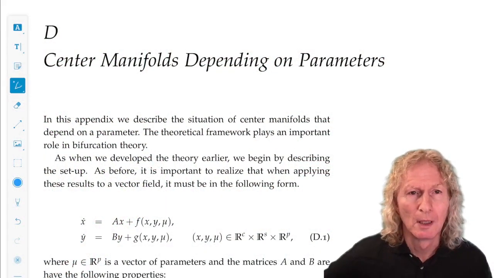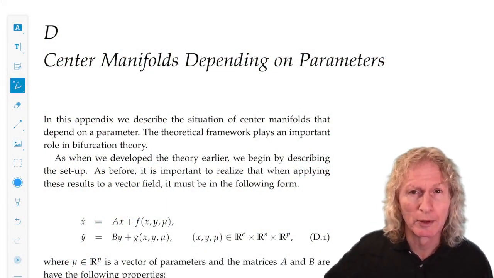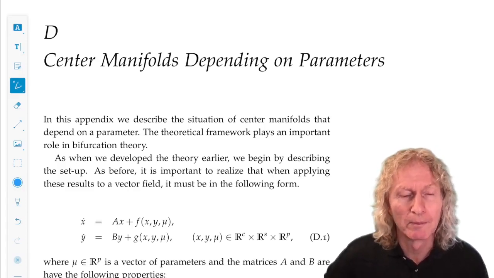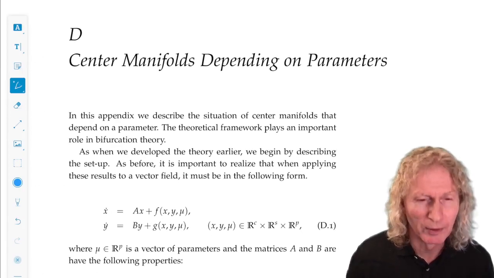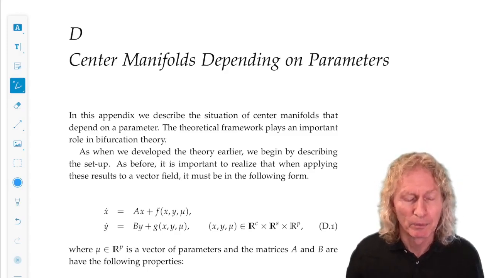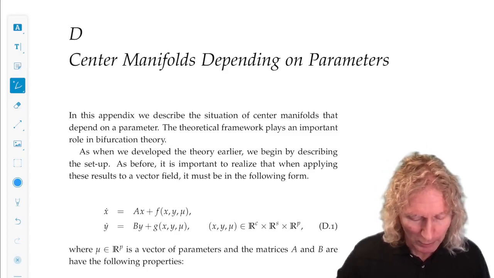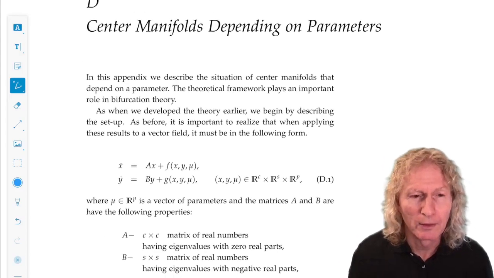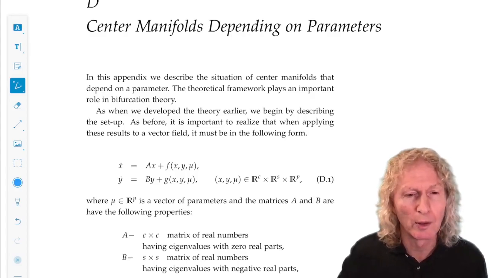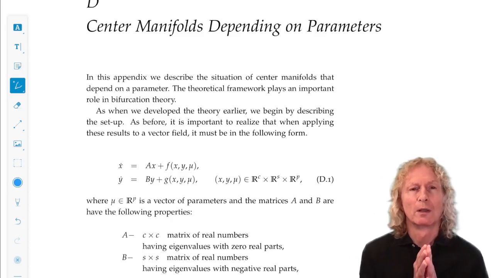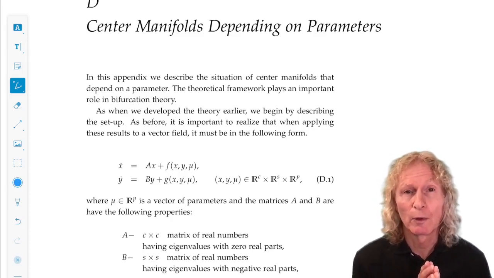Welcome back. In this lecture, I want to talk about Appendix D, center manifolds depending on parameters. Center manifold theory was developed in chapter 10, and as I mentioned, it was the hardest and most difficult chapter, I think, in terms of advanced ideas and not being able to go into things as deeply as I wanted. But there is an important part that I left out of that chapter, so I want to talk about it in the context of this appendix. So, center manifolds depending on parameters.